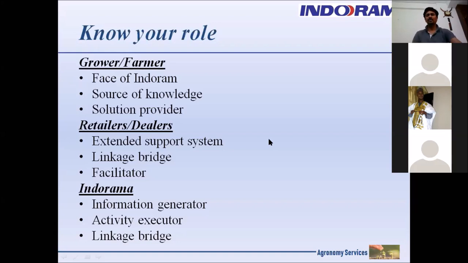You should focus on that, but as and when you have sufficient time, you can take up and address other problems and provide a solution for that grower.